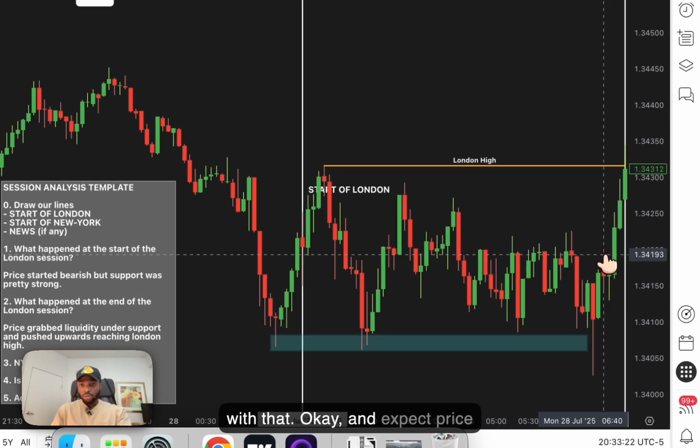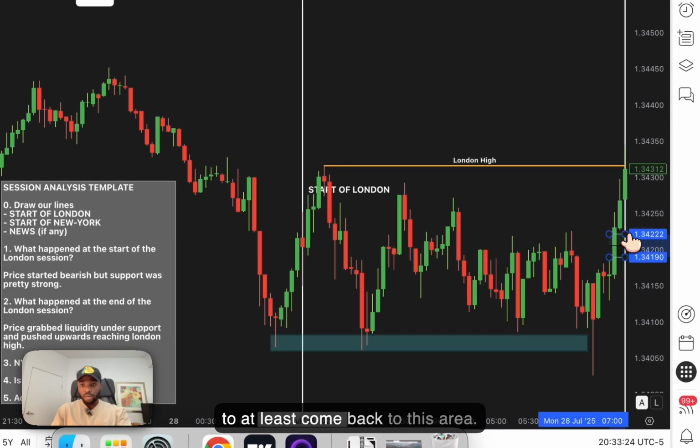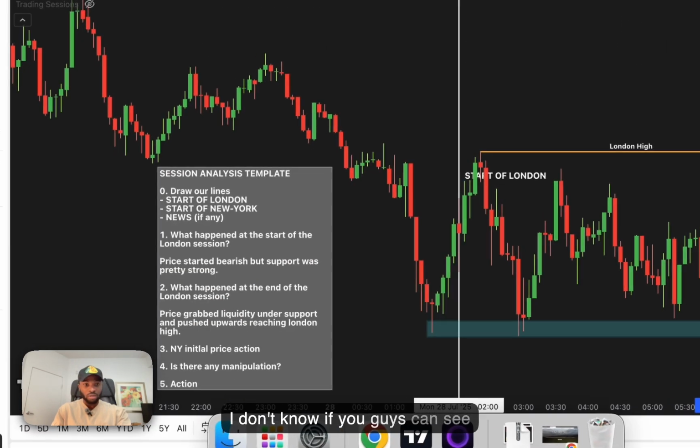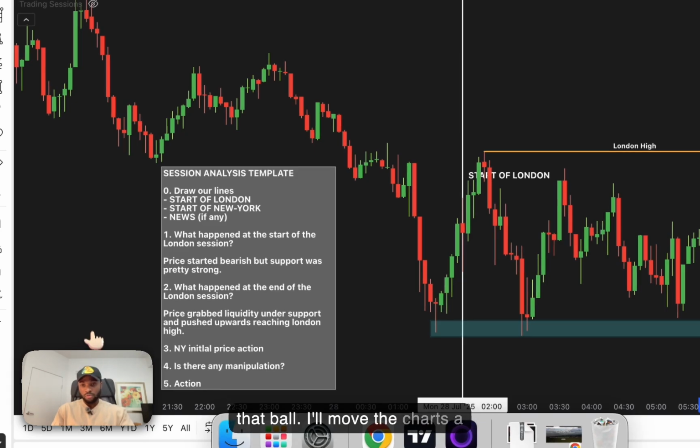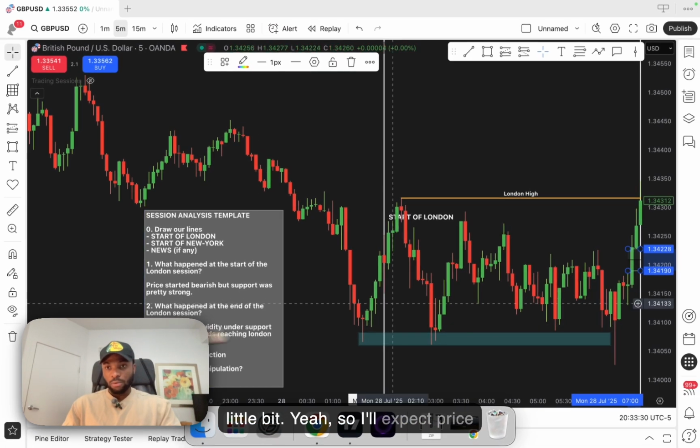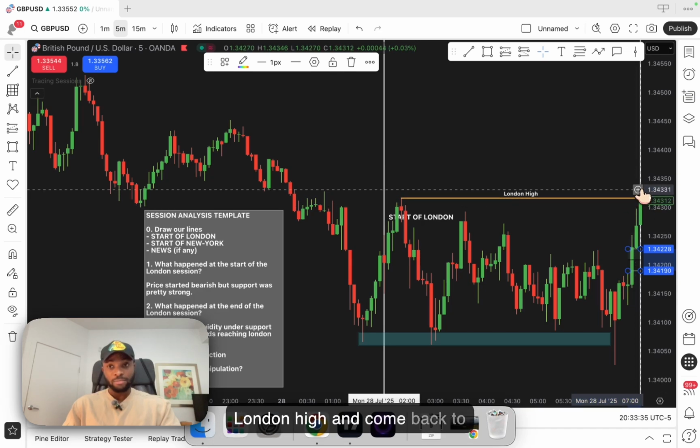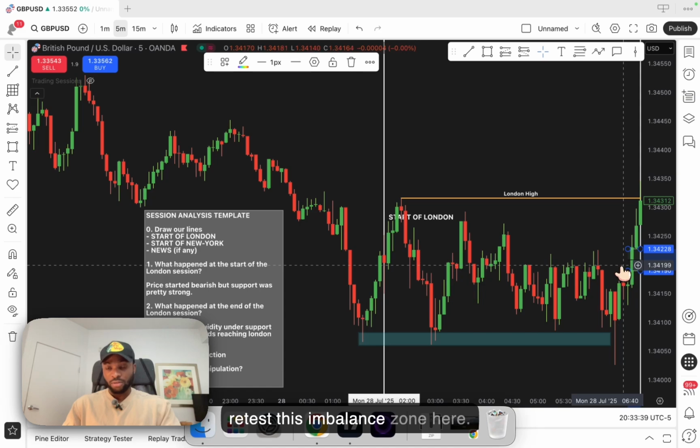Okay, and expect price to at least come back to this area. I don't know if you guys can see that. I'll move the chart in a bit. Yeah, so I'll expect price to break this area, and break this London high, and come back to retest this imbalance zone area, this imbalance zone here.